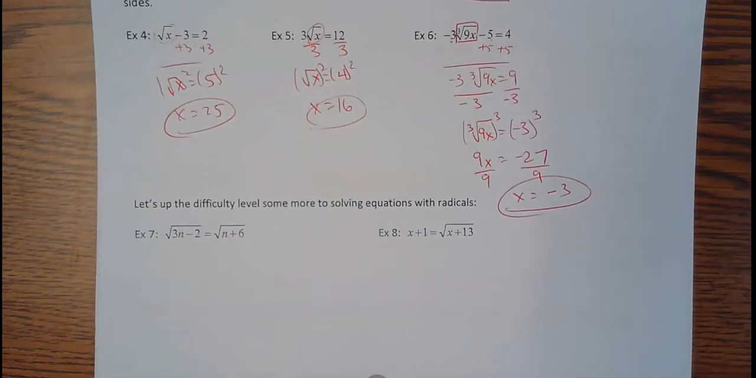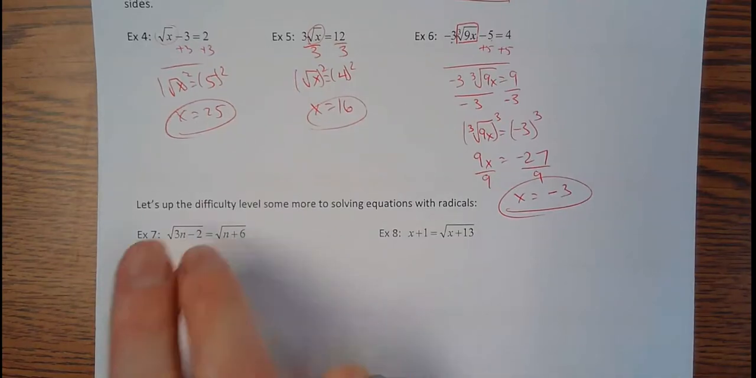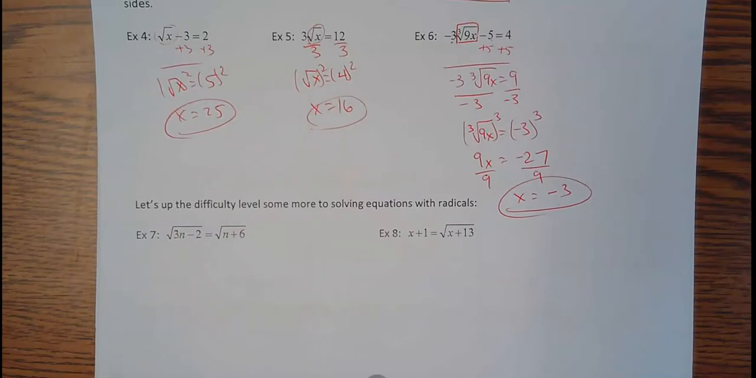Let's up the difficulty level a little bit here. So we're going to do a little bit more crazy ones. But the main idea is we want to make sure that we have radicals by themselves. On this first equation, the radicals are by themselves. And that's good. It's a really easy first step.